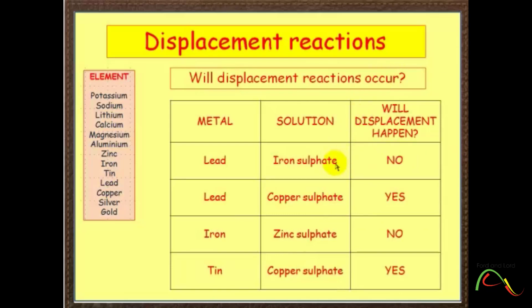Right, I'm trusting you here, you didn't cheat, okay? Will lead displace iron sulfate? No, because lead is below iron. Will lead displace copper from copper sulfate? Yes, because lead is above copper.